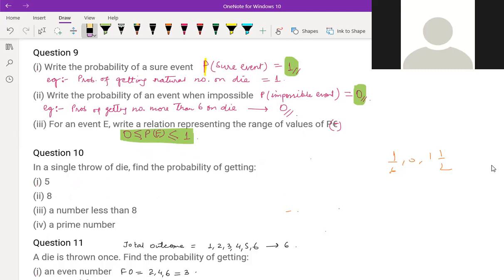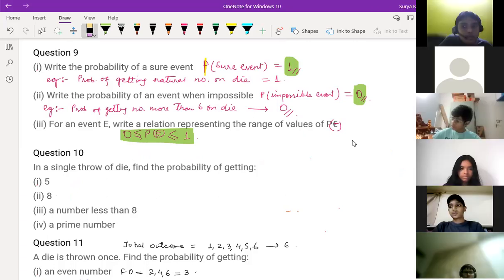Question number 10. Solve it. Three children who finish, I'll just discuss the answer. Tell me yes, raise your hands.